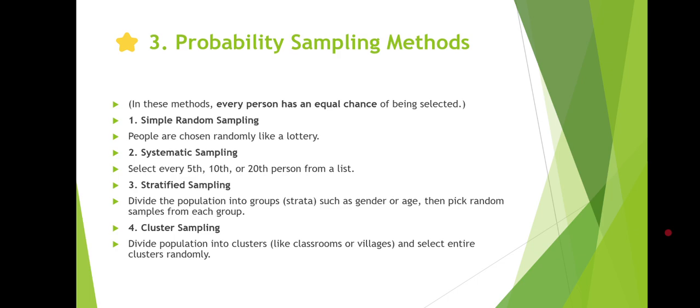Select randomly. Next method, we have cluster sampling. In this method, we divide the population into clusters or groups, usually based on geography. Then we randomly select some whole groups instead of individuals. For example, selecting 3 classrooms out of 10 classrooms and surveying all the students in those 3 rooms.